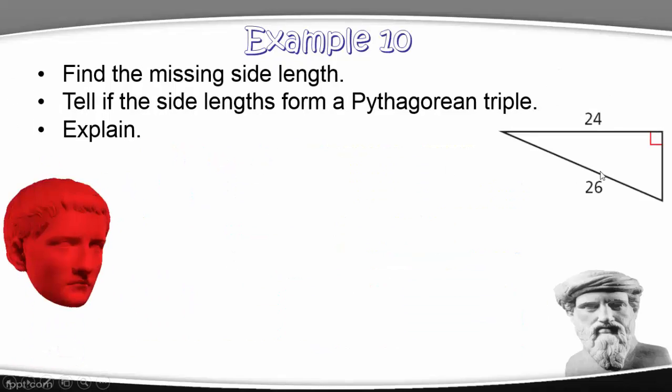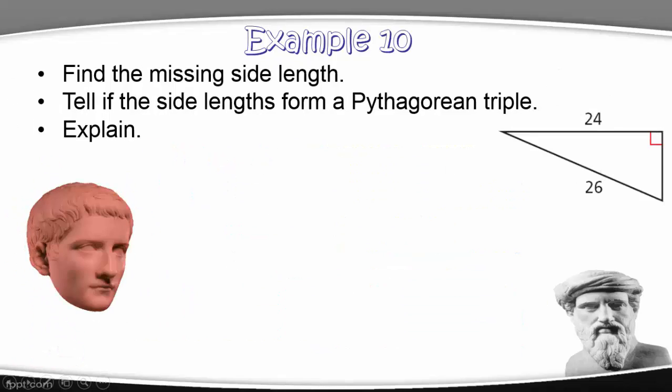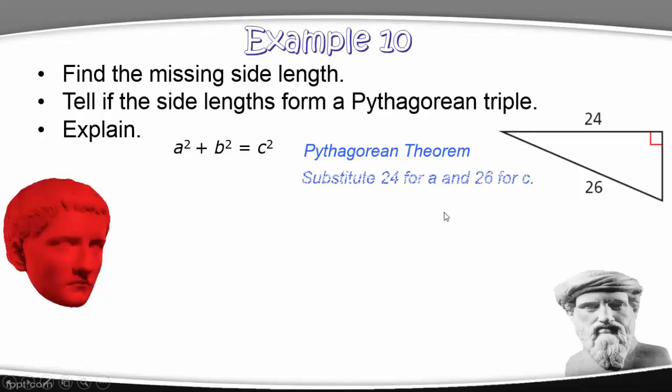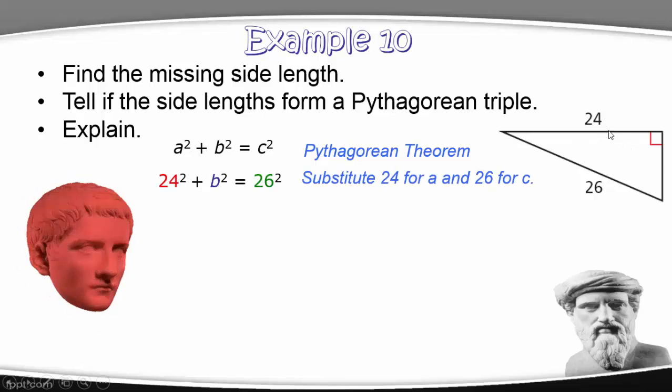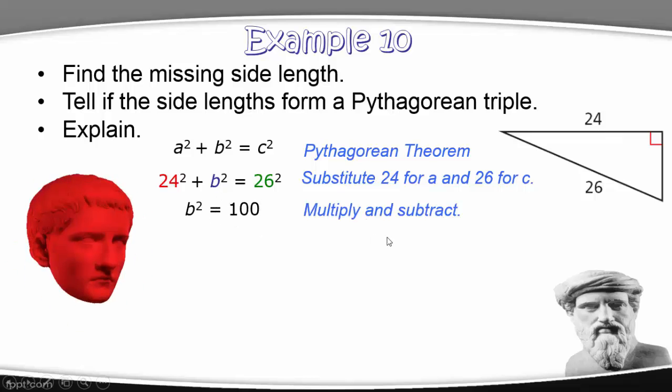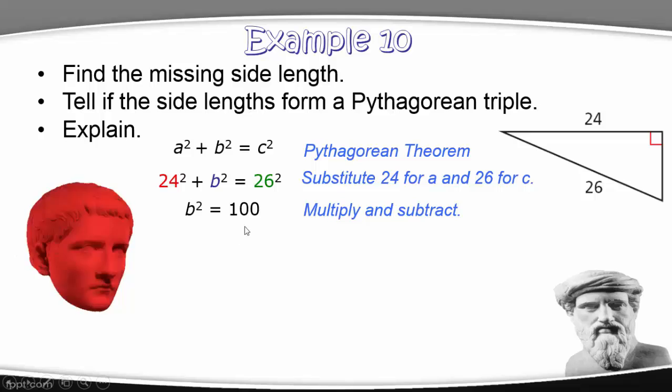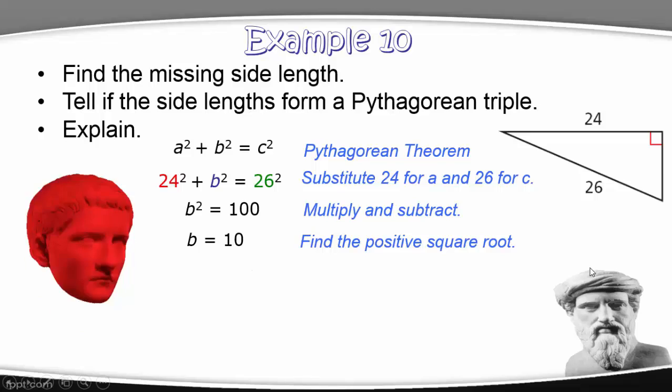In example number 10, here we're missing a leg. So we want to see again if it's a Pythagorean triple when we solve for what the length of this leg is. So we go about it in our usual way. So let's say we make 24 equal A and this one B. So that's what we're going to solve for. And we multiply and subtract just like we would in a regular algebraic situation. And then we find that b is equal to 10.